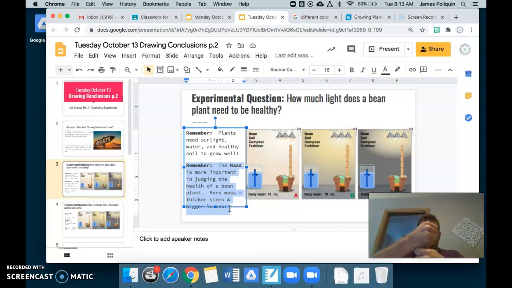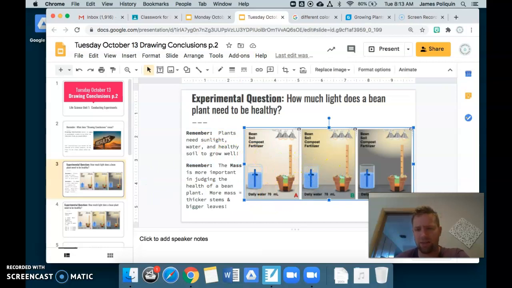The stem is the part of the plant that goes from the ground up, and then the leaves sprout out from it on either side. Thicker stems, bigger leaves. Leaves are very important because the leaves catch the sunlight and make more food for the plant. So this is my setup.